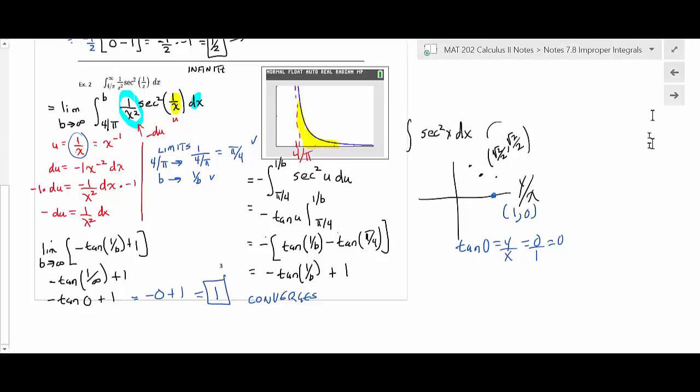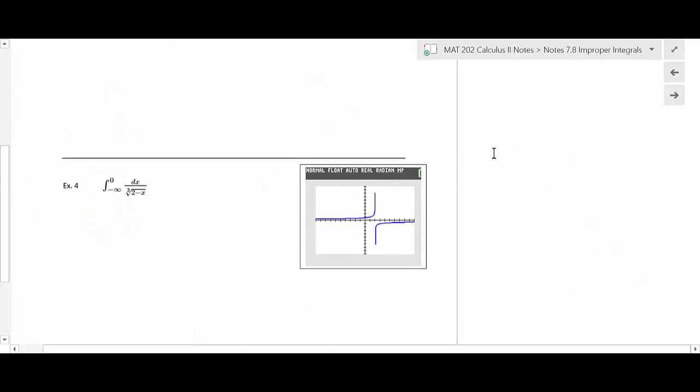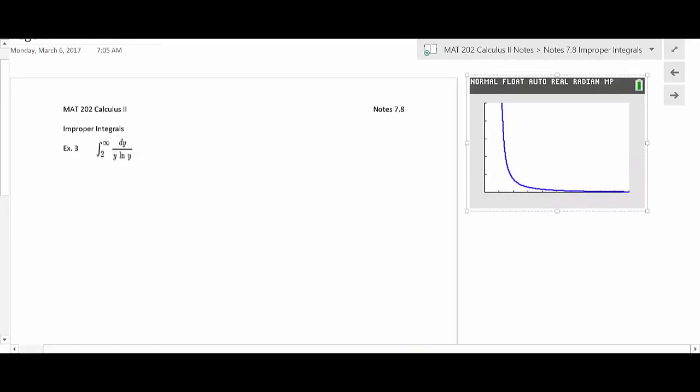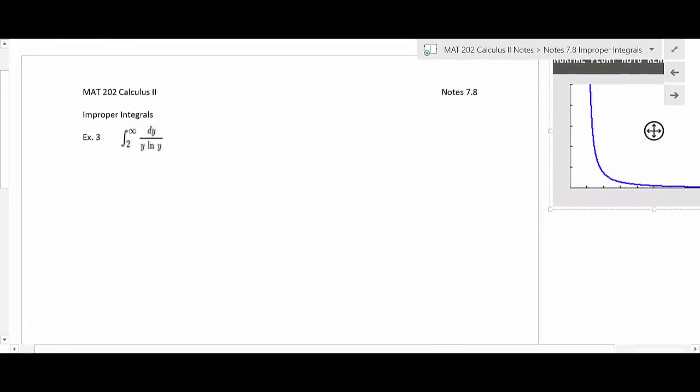Okay, so let's continue. There's a lot of different things that can happen on these, so we want to get through lots of different examples here. So let's take a look at this next one. Again, you've got an infinite interval of integration, so you're going to approach it the same way. The first 3 problems are all approached the same way.